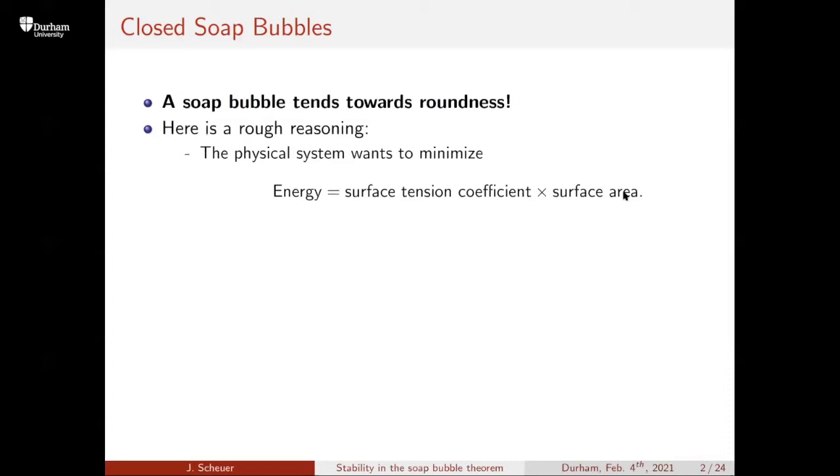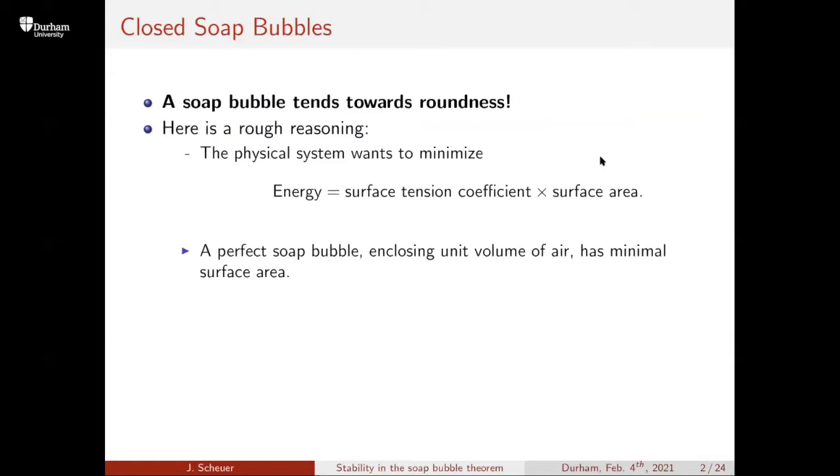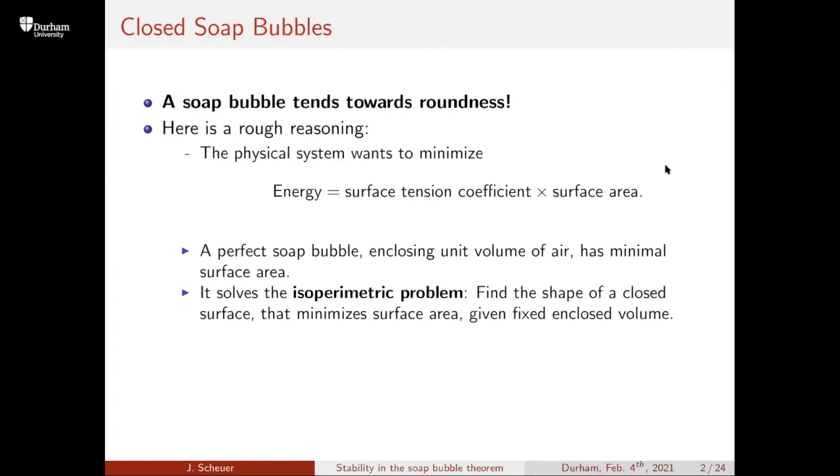Of course, the soap bubble fixes an enclosed volume of air. So the interior volume is not affected by a deformation, but the surface area is. To bring the surface area back into a minimal state, you enclose the volume while doing that. So what this soap bubble is actually doing is trying to solve the isoperimetric problem. Namely, it finds the shape of a closed surface that minimizes surface area given fixed volume.